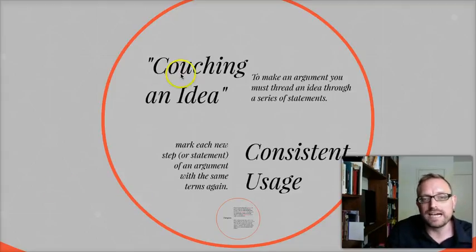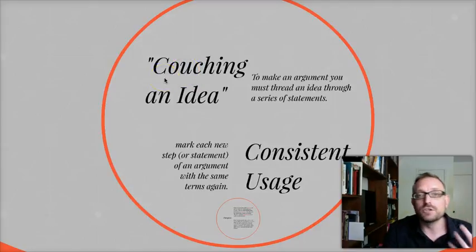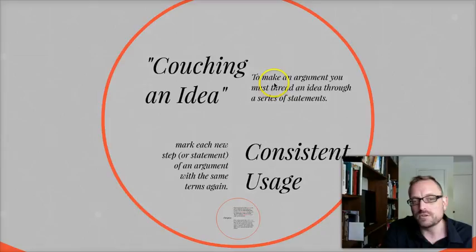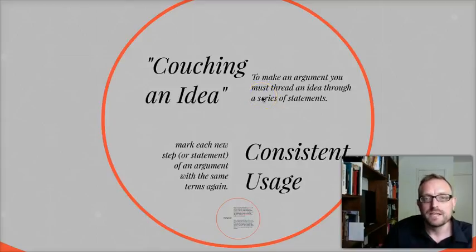Now, there's a thing we call couching an idea, right? You have to learn to couch the idea in order to thread it through the argument. That's how I think of this idea of couching an idea. You have to make an argument, you have to thread an idea through a series of statements. This also applies conversely when we're evaluating arguments. One of the ways in which we can track an author's ideas is to look at how they're using their terms and whether or not these terms are consistent.